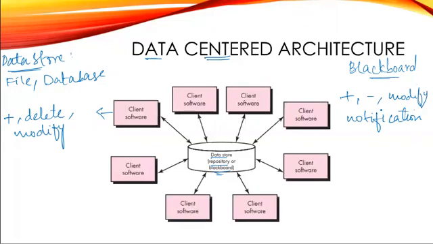Or you can say that if a specific client is interested in one specific part, he might be interested in a specific file C. Now, as he's interested in file C, if another client is making changes within C, he is going to get a notification that the contents of file C are being changed.